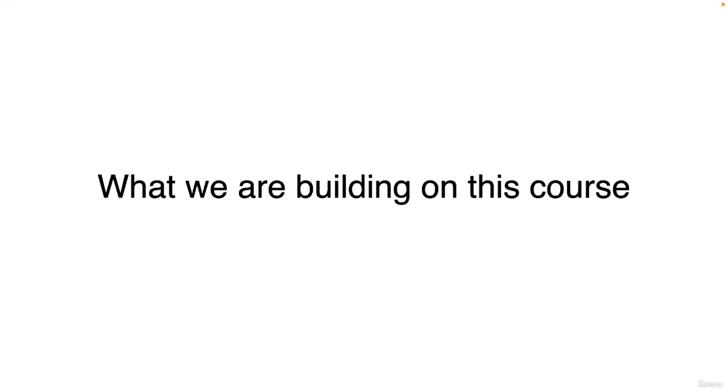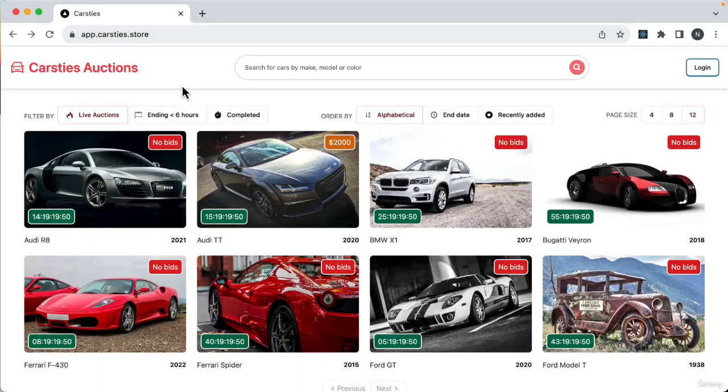And let's take a look at what we are building on this course first of all. So we're going to be building a demonstration proof of concept auction application for cars. Users will be able to advertise their cars on our auction site, and other users will be able to place bids on those cars.